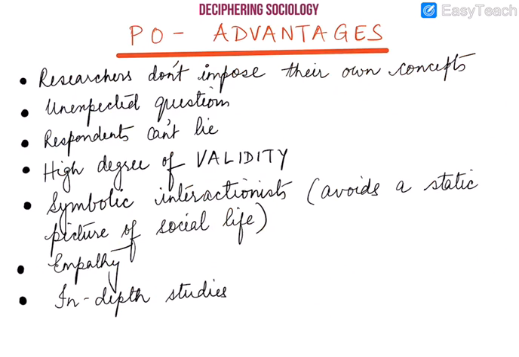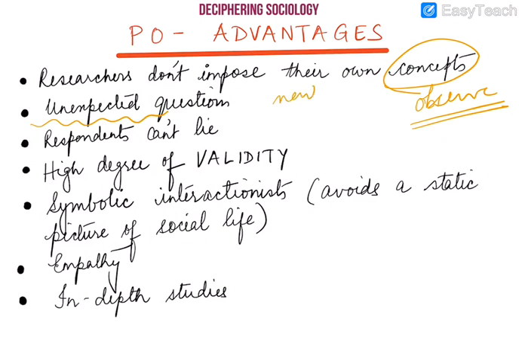The advantages of participant observation are that the researchers don't impose their own concepts. They simply have to observe whatever is there, their lifestyle, and jot down their observations. Here another good point is that during observation sometimes they might find answers to those questions which they had not expected. So some new revelations might happen there.